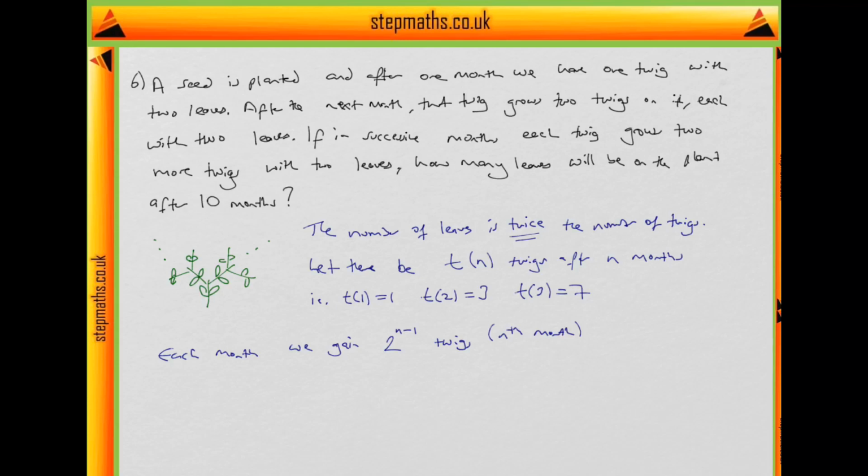So how many twigs do we have after 10 months? Well, if we keep gaining 2 to the n minus 1 twigs each month, and we sum this from n equals 1 for the first month to n equals 10, then we'll have the total amount of twigs that we've gained, in other words, the total amount of twigs. So we'll call total twigs capital T. Capital T is equal to the sum from n equals 1 to 10 of 2 to the n minus 1.